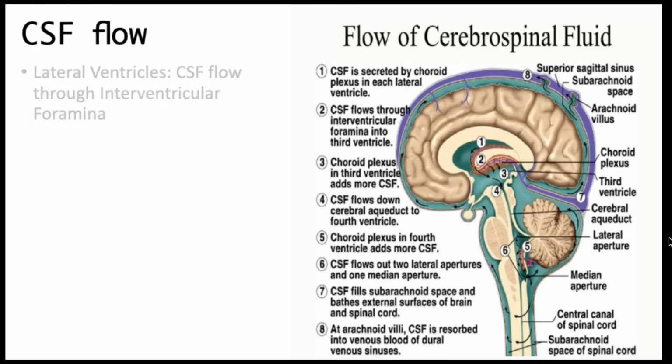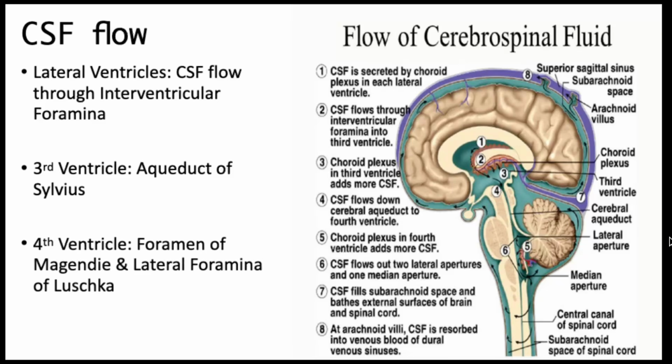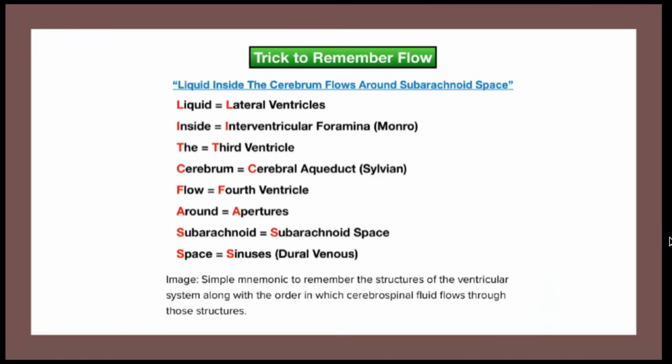So how does CSF flow? It starts in the lateral ventricles through the interventricular foramina. It then goes into the third ventricle, then via the aqueduct of Sylvius into the fourth ventricle and out the foramen of Magendie and the foramina of Luschka, the so-called lateral and medial apertures. And then it enters the subarachnoid space.